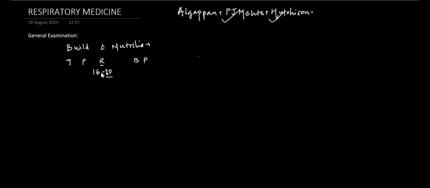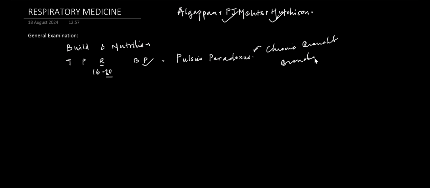But this is for the general case, and BP. So BP, can you think of anything specific which you have to note in a respiratory case for BP? Okay, so I'll tell you one thing very specific: pulsus paradoxus, which an examiner might ask you. You can relate the BP to a specific respiratory case, for example, chronic bronchitis or bronchial asthma. So what is pulsus paradoxus?